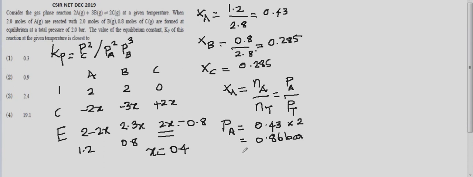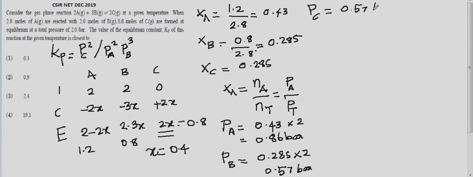The next one, PB is equal to 0.285 into 2, that is 0.57 bar. So now we can calculate for PC, that should be similar to that of PB, that is 0.57 bar. So now we have calculated the partial pressure.